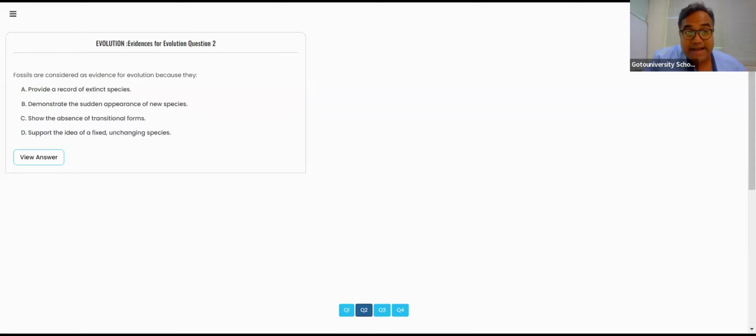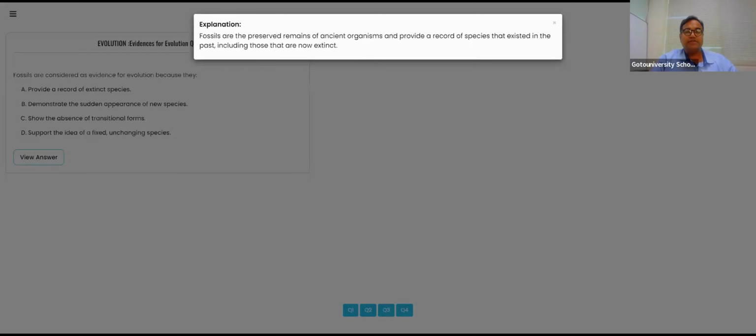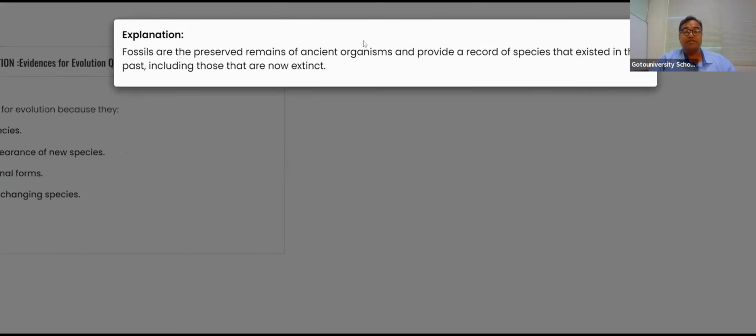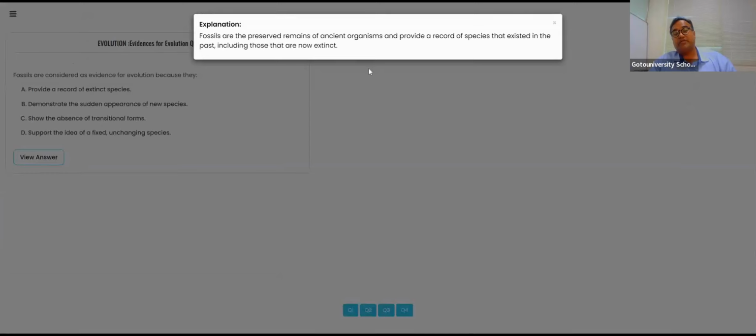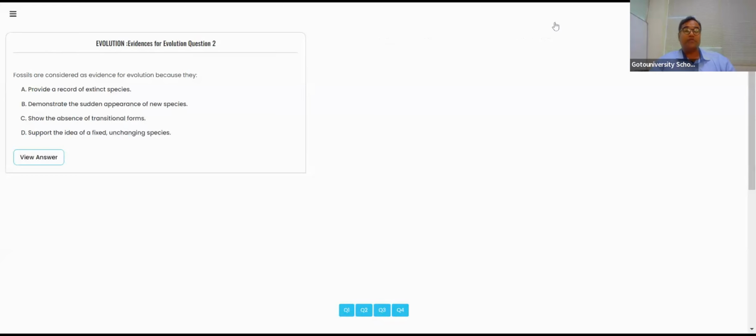Fossils are considered as evidence for the evolution because fossils are preserved remains of ancient organisms and provide the record of species that did not exist in the past, including those that are now extinct. The fossil analysis is very, very important, not only for doing radiocarbon dating, not only for morphological studies, not only for anatomical studies, and also to study the interrelationship among other animals. Now we are entering into the next question of the same subtopic.